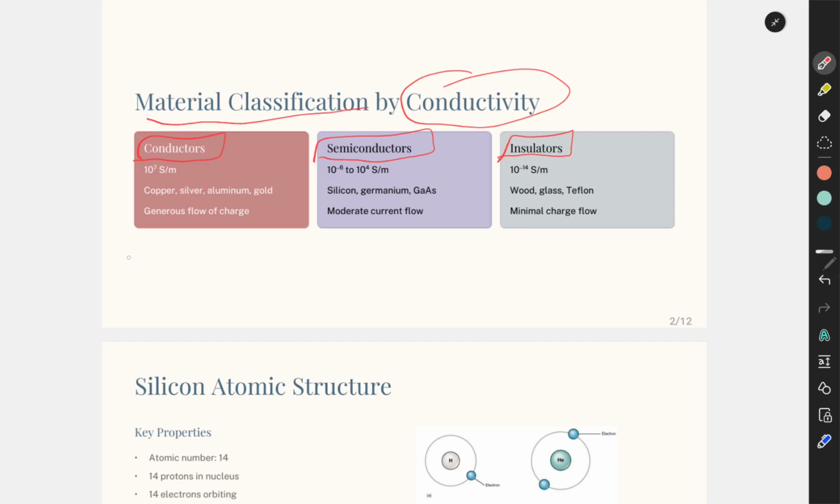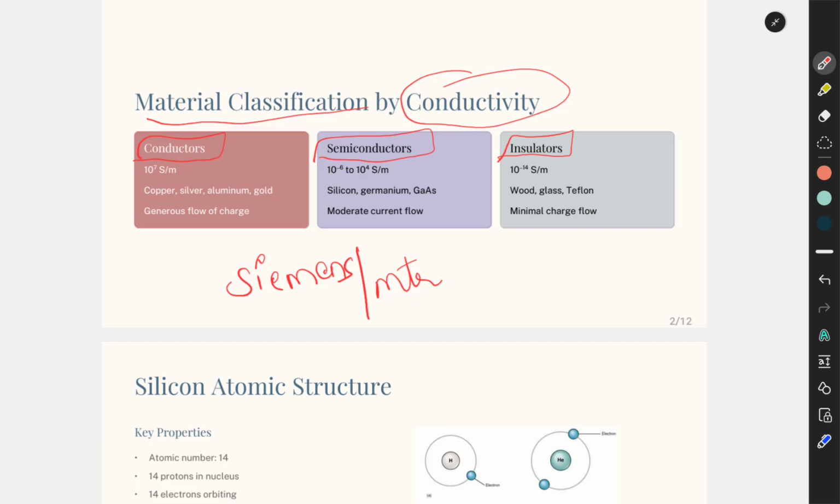Conductivity means how well the material conducts electricity. If the flow of current is maximum or more, then we say the conductivity is good. If the flow of charges is less, then we say the conductivity is less. Conductivity is measured in Siemens per meter.